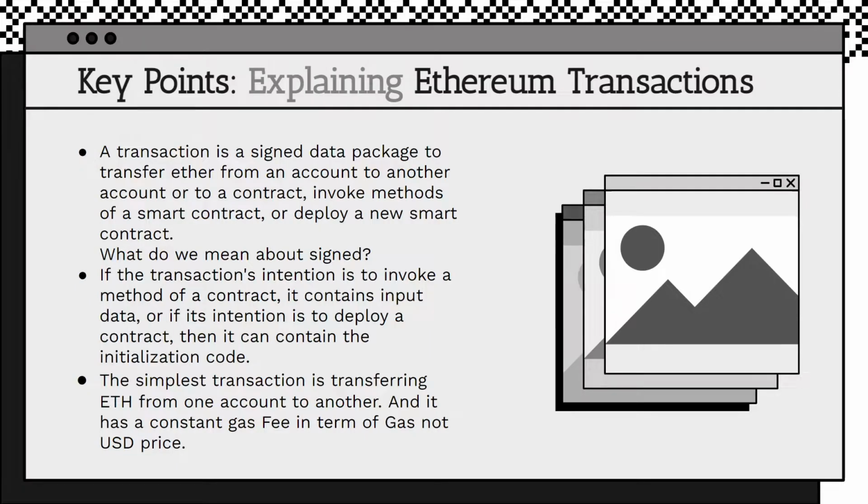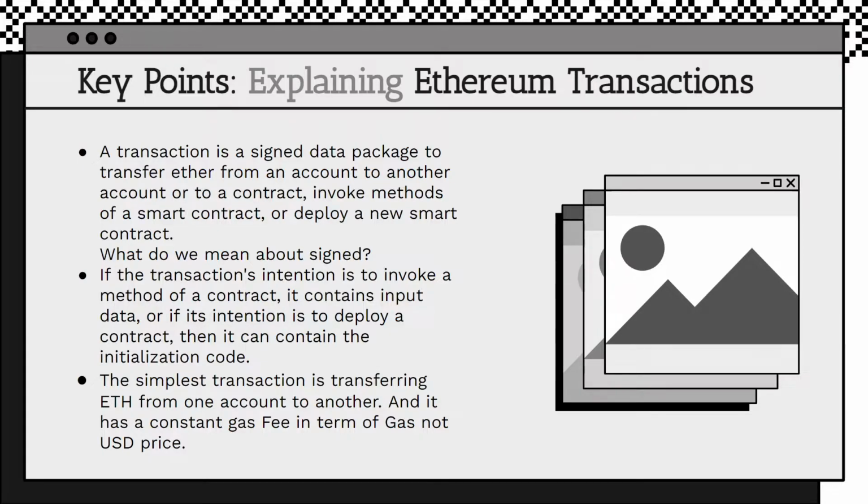So what are transactions? A transaction is a signed data package to transfer Ether from an account to another, or to a contract, invoke methods of a contract, or deploy a new contract. But what does signed mean? Well, with signed, we mean proving the ownership of the sender address without revealing its private key. And Ethereum uses ECDSA for signing transactions. ECDSA stands for Elliptic Curve Digital Signature Algorithm, which is not important for today's video.